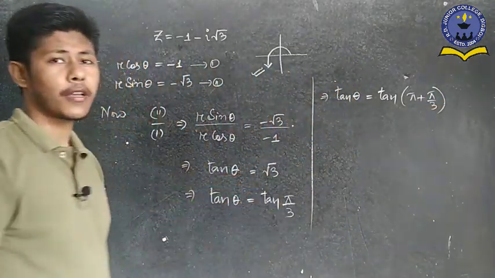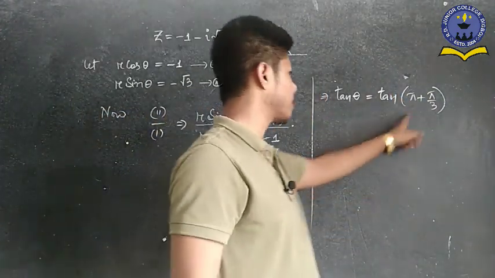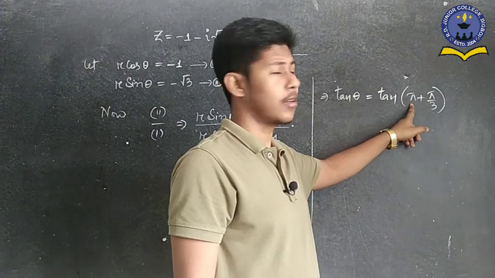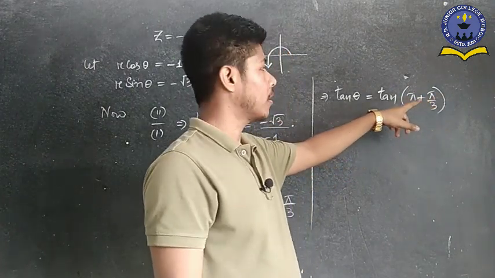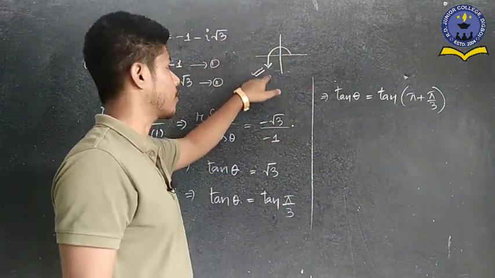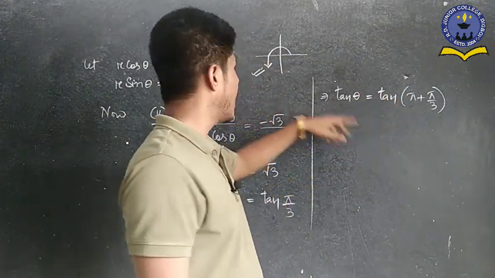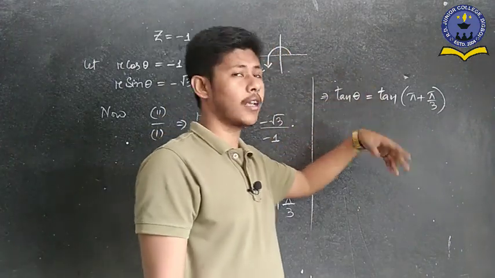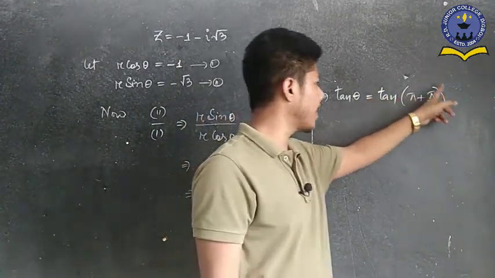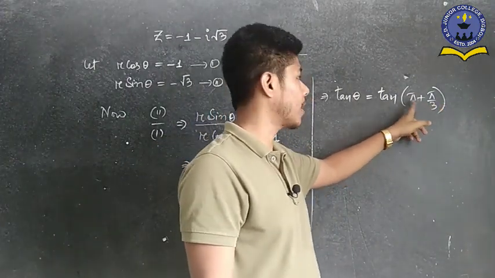Now if we calculate pi plus pi by 3, pi is 2 times 90, plus pi by 3. First of all, check the sign of this result: 2 times 90 plus pi by 3 means third quadrant. In the third quadrant tan is positive, so we write a positive value. And with 2 times 90, tan remains tan, and the angle is pi by 3. So if we break tan of pi plus pi by 3, we get tan pi by 3.